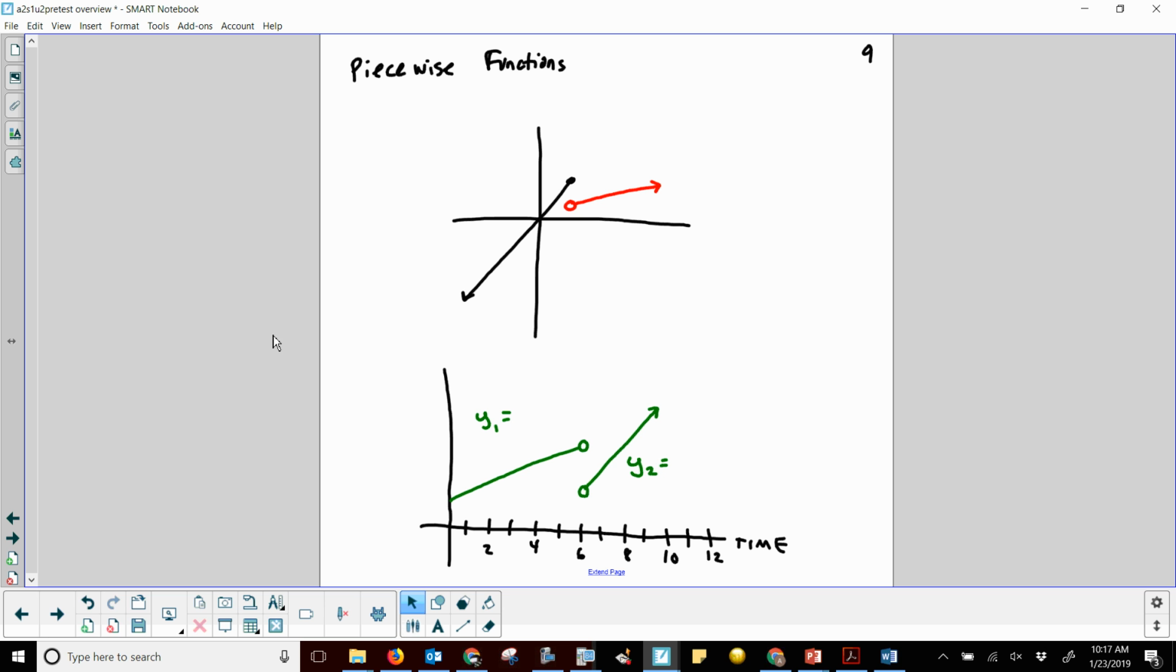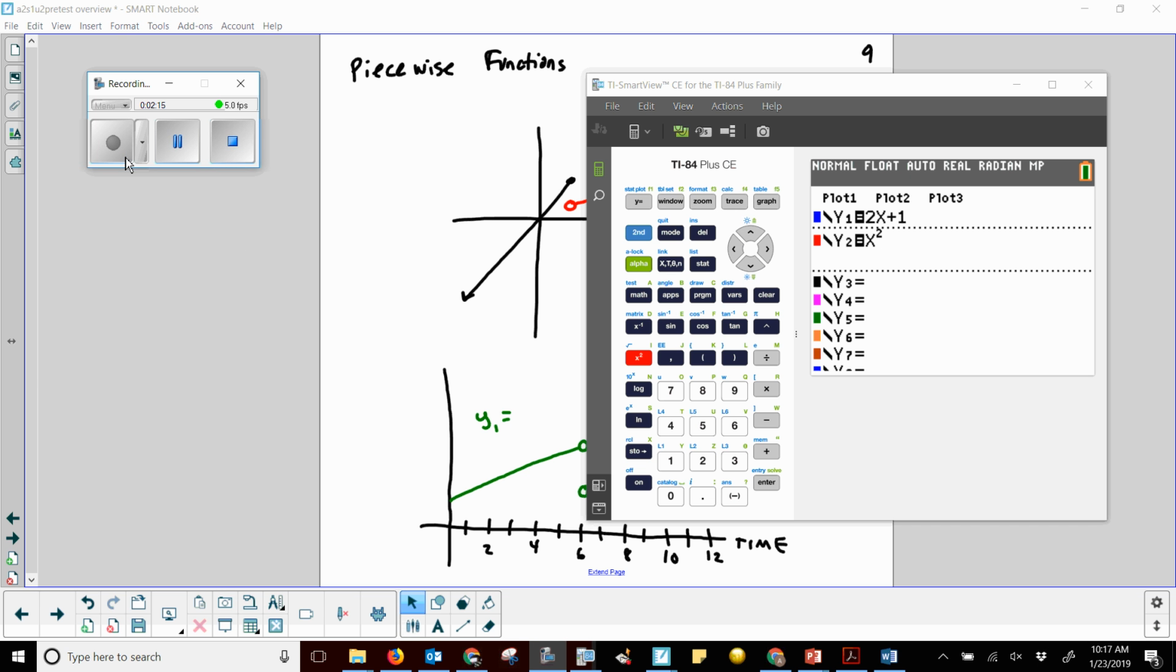Piecewise functions, not going to lie, these are a little bit weird. The easiest way to do it, honestly, is to just plug it into your calculator. Here, let me just show you. So let's say I have a piecewise function saying, I want to do 2x plus 1 from here to here, and I want to do x squared from here to the end.